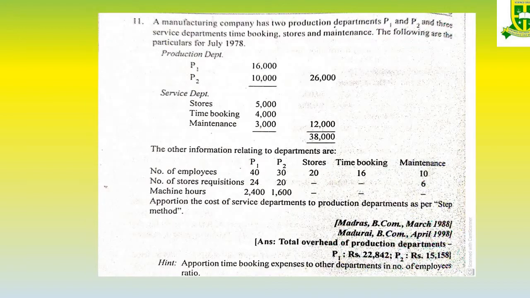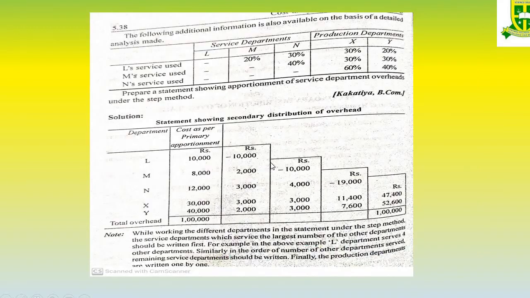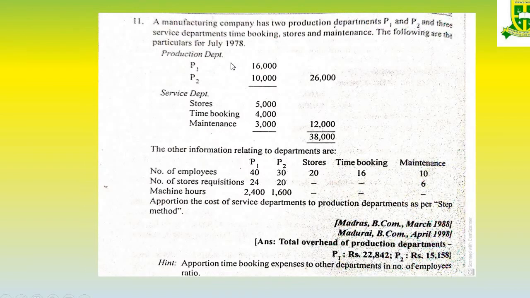You're going to see another sum in the step ladder method, which is like primary overhead. The service and production departments are P1 and P2. There are three service departments, which are stores, time booking, maintenance. The other information is related to departments. In the last question, they had allotted straight away. They had given the basis on which they allotted, so they followed the step ladder itself. They have given it, so it is very easy for us to allocate. In this question, the allocation has been changed.